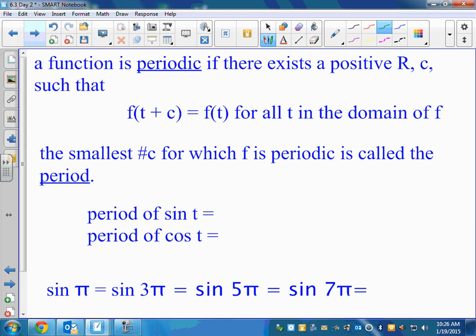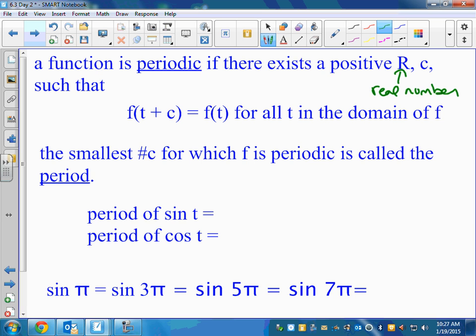So here's the definition of a periodic function. Different functions have different lengths of periods, but a function is periodic if there exists a positive real number c, such that when you add c to the input, you get back the same value. So no matter what, when you add that to the input, you just get back the exact same value. What we want to talk about is what is that value for sine and cosine that gets us back to where we started?